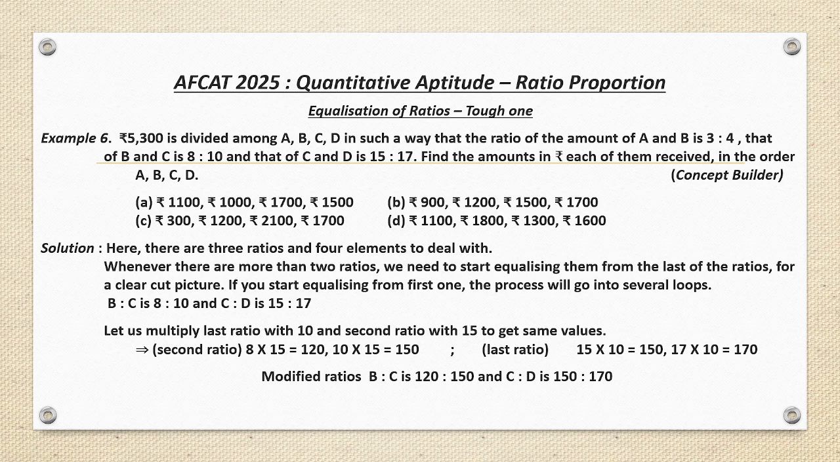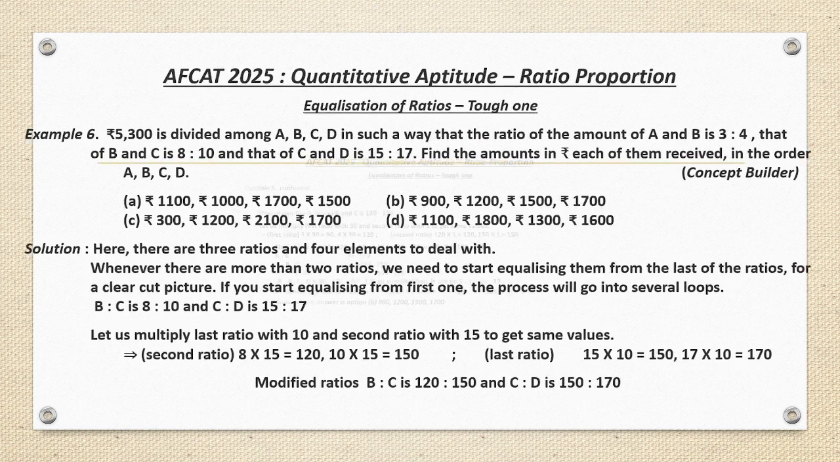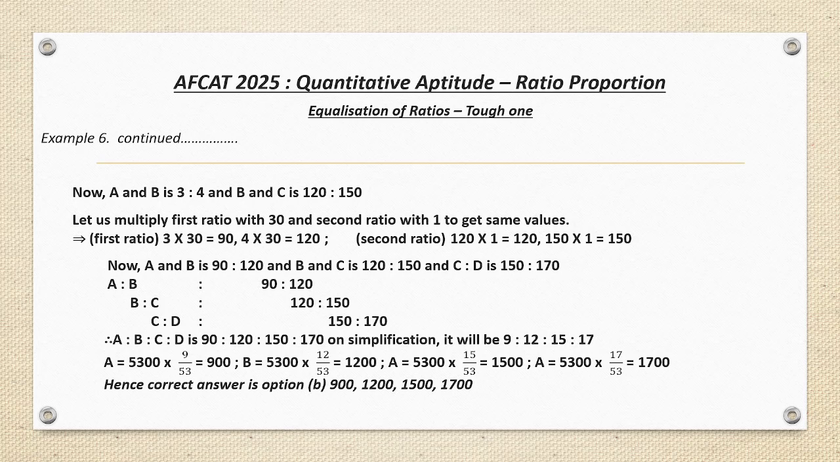So it is now B, C, D, what is it? It is 120, 150, 170. Right? Now let us move to the second and first ratio. A to B is 3 to 4, and B to C is 120 to 150. Right. So here again, B is having 2 different values, 4 and 120. So to make 4 as 120, what we have to do? Multiply it by 30.